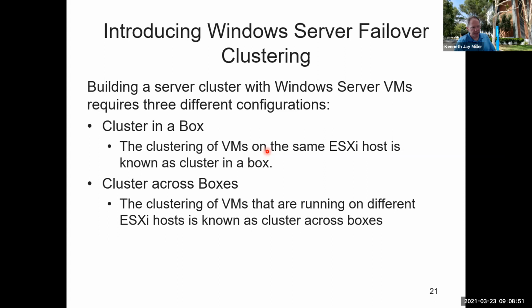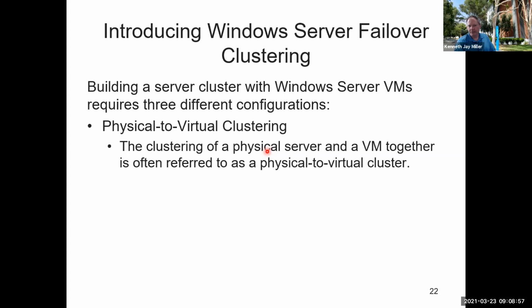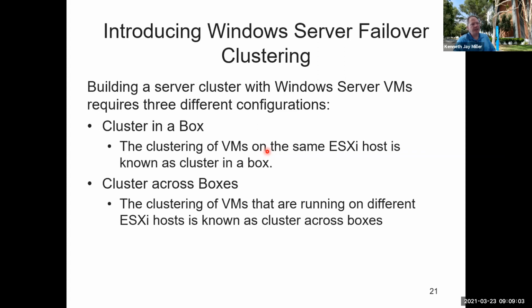One is called a cluster in a box. The other one is cluster across boxes. And then the third one is physical to virtual clustering. Okay. So the clustering in a box is where all the VMs are on the same host server, so the same ESXi host. And as you can imagine, having 3 or 4, however many machines you're clustering, if they're all on the same host ESXi server, if that server goes down, your cluster goes down, right?